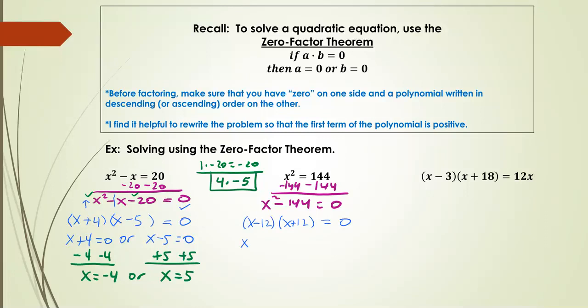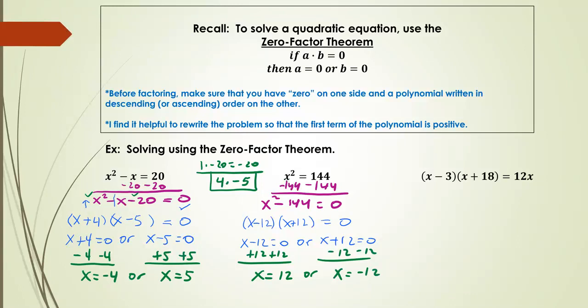Now this gives us two equations, x minus 12 equals 0 or x plus 12 equals 0. And then I'm going to isolate x in this case by adding 12 to both sides. This gives me x equals 12. Or I can subtract off 12 to get -12.